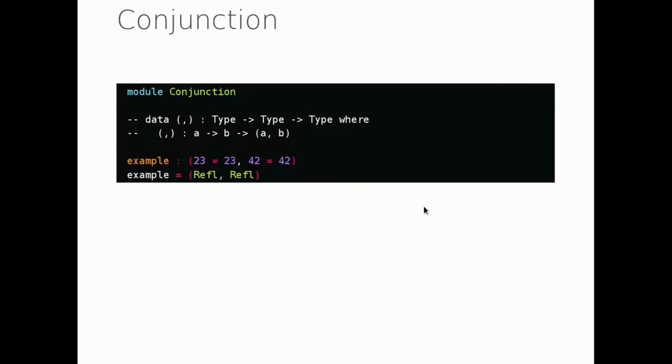Then we have another thing, which is called conjunction. So when I want to prove A and B are true, I want to give a construction for that. And so once again, I'm using propositional equality there. These things are trivially true. 23 equals 23, yada. And this is the proof for it. So when we want to prove that two things are true, just give me two proofs. Give me the two proofs and put them together in a tuple.